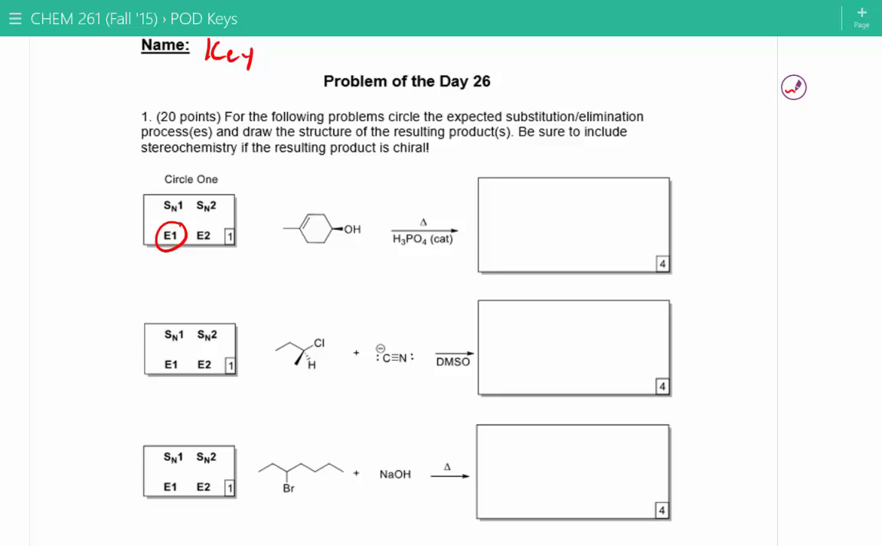E1 reactions, just like we saw in our cyclohexanol lab, are favored whenever you have a secondary alcohol, acid, and heat. And in this case, there are two potential products you could get. One product would be this guy, and the other one would be this guy. Now the question is, which one would be major and why?